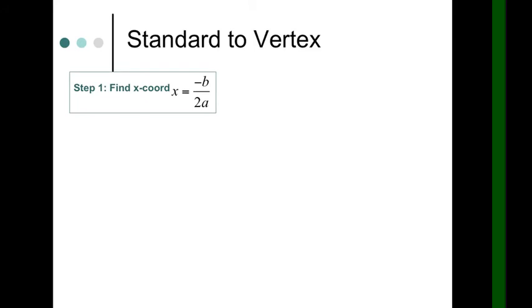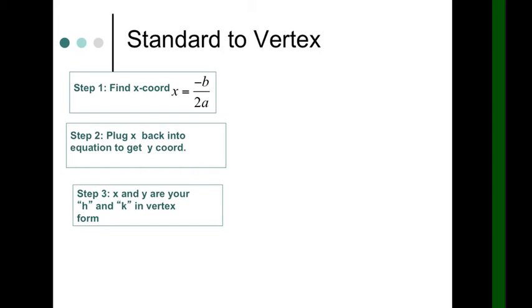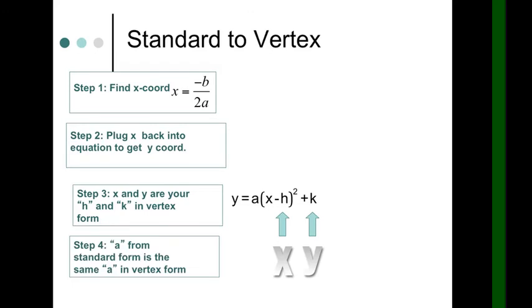Standard to vertex. First, these are the steps. Step 1, find the x coordinate: x equals negative b over 2a. Step 2, plug x back into the equation to get the y coordinate. Step 3, x and y are your h and k in vertex form. Step 4, a from standard form is the same as a in the vertex form.